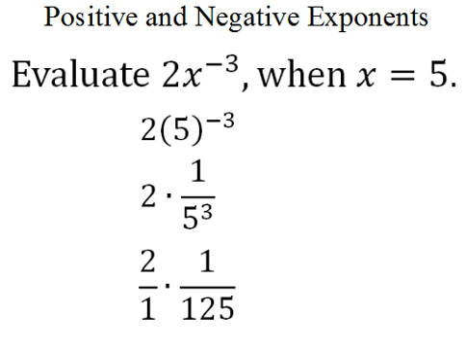Now, I've placed 2 into fraction form, 2 over 1, which is often helpful to help students remember to multiply across the top and bottom. So 2 times 1 is 2, and 1 times 125 is 125. So the answer is ultimately going to be 2 over 125.